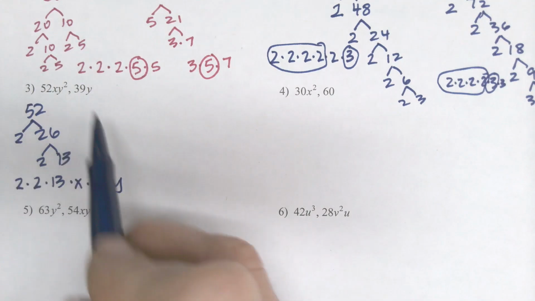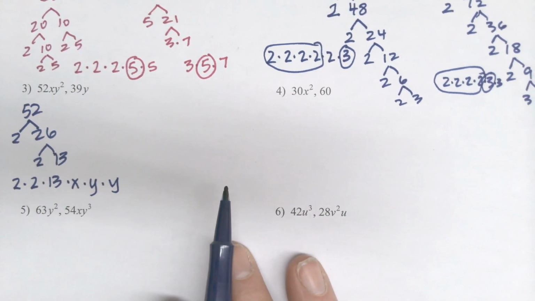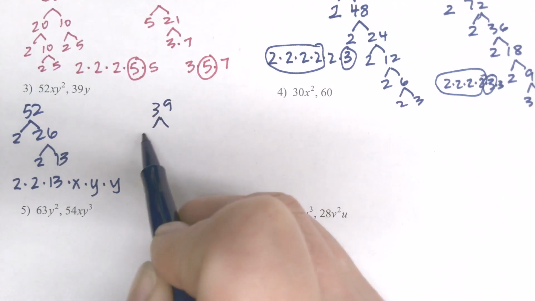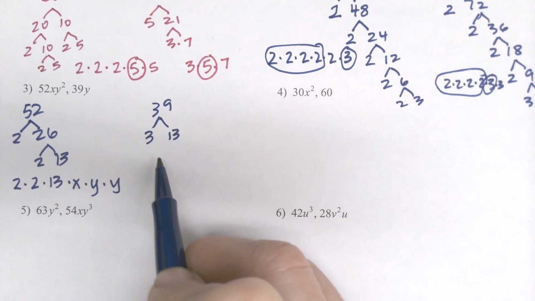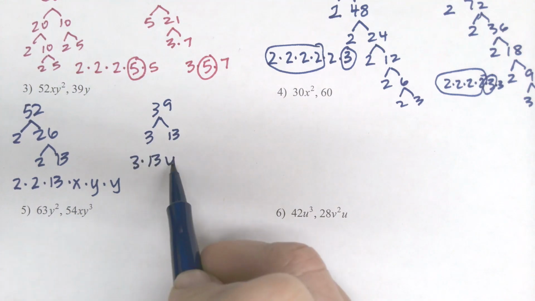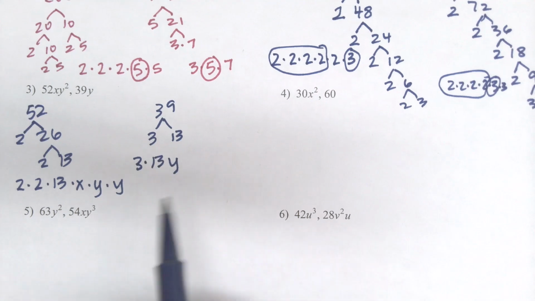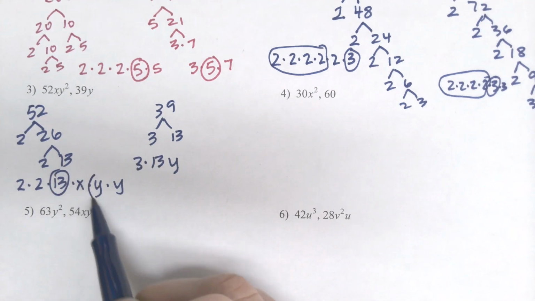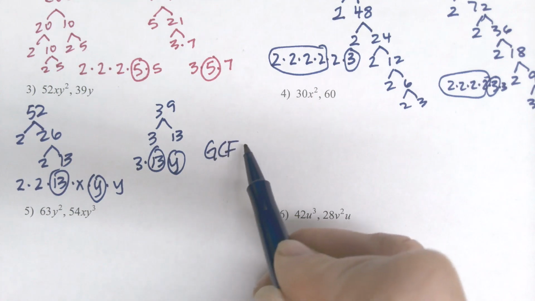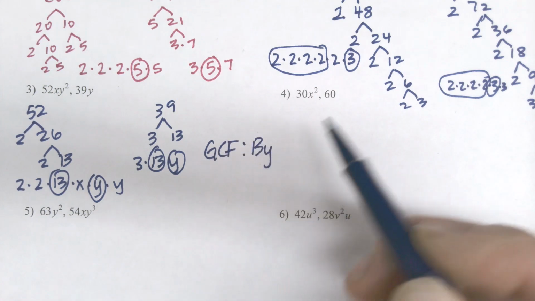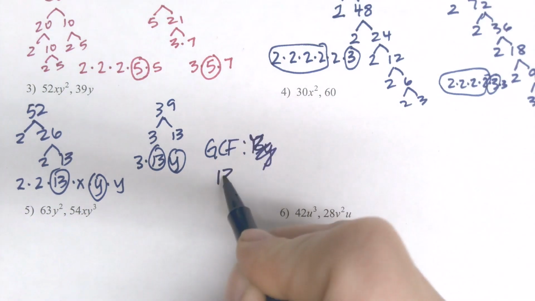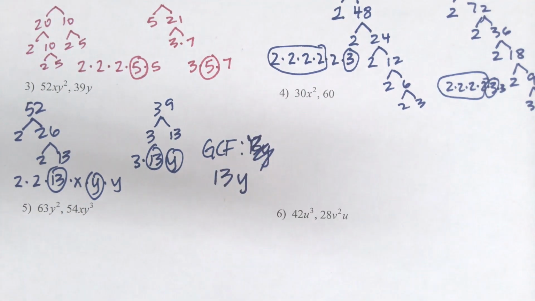So I'm just breaking down the variables. Then I'll do the 39y. 39 is 3 times 13. I don't think I can do anything more, so that's 13. 3 times 13y. So these guys have a 13 and a y in common, so my greatest common factor is 13y. That doesn't look like a 13. I'll rewrite it. 13y. That looks better.